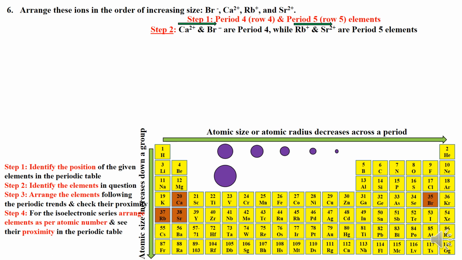Next, step 4. For the isoelectronic series, arrange the elements as per atomic number and see their proximity in the periodic table. Now this is the most important step. Among these 4 elements, you have to consider their atomic numbers and see their proximity in the periodic table.